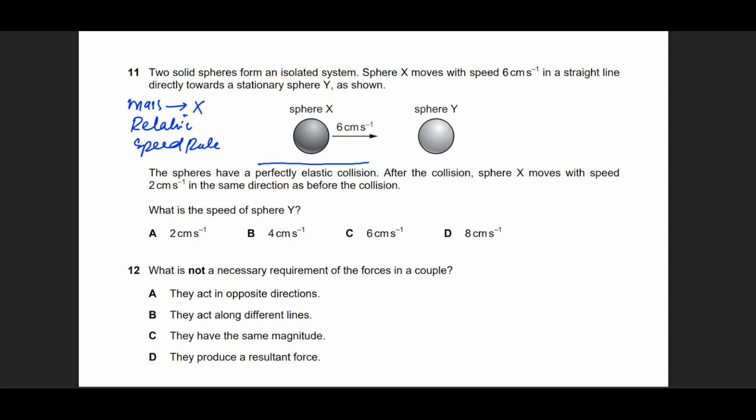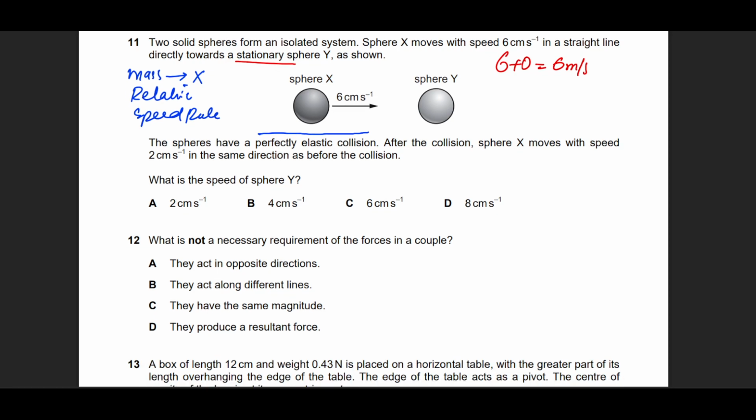It says that X moves 6 meters per second towards the right side and probably Y is stationary. Yes, so sphere Y is stationary at the very beginning. So what would be the relative speed? The relative speed would be 6 plus 0 equals 6 meters per second. He says that after the collision, sphere X moves with a speed of 2 meters per second in the same direction, which means that sphere X is still moving this way at 2 meters per second.